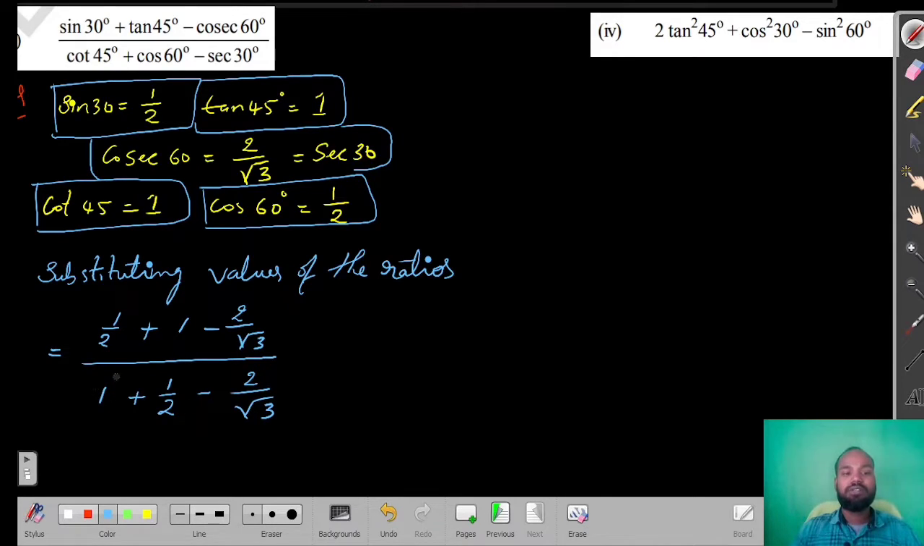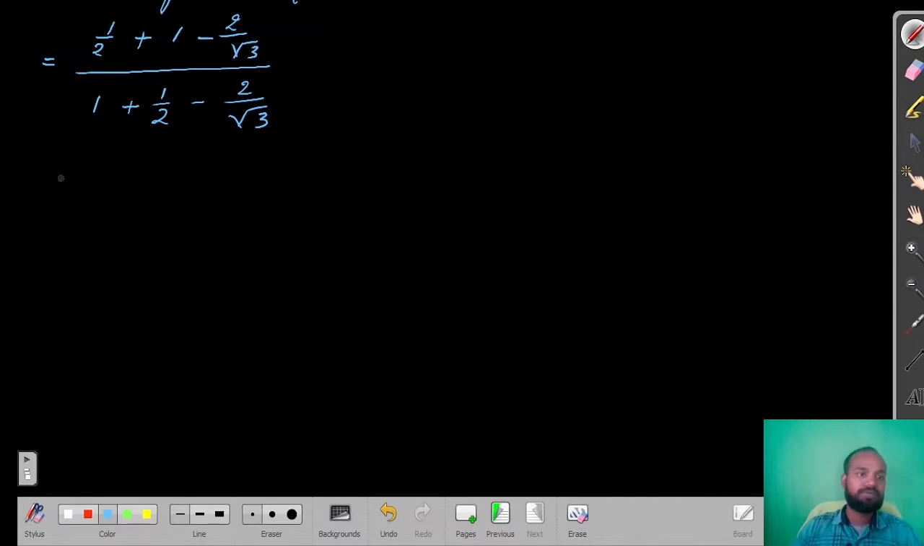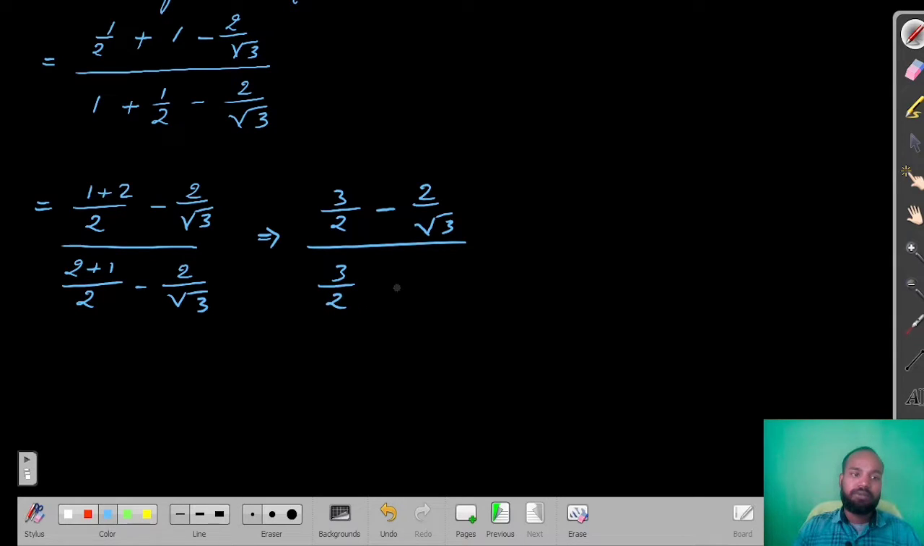So we are going to solve this problem, then we get the answer. Just simplify this. If you cross multiply this, then 1 plus 2 by 2 minus 2 by root 3, by 2 plus 1 by 2 minus 2 by root 3. The next step is 3 by 2 minus 2 by root 3 by 3 by 2 minus 2 by root 3.